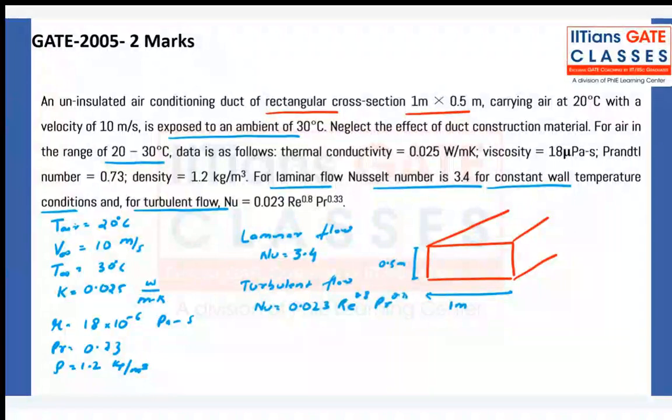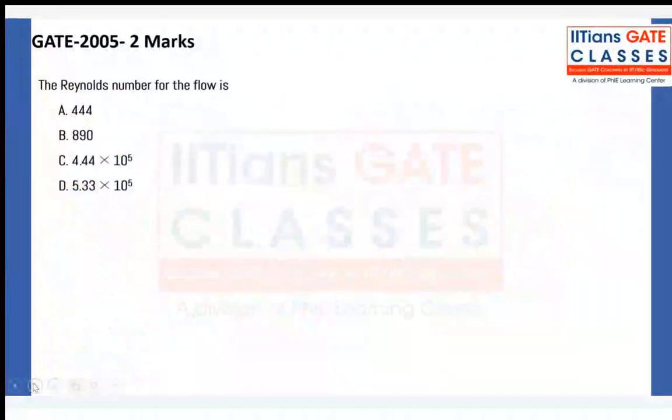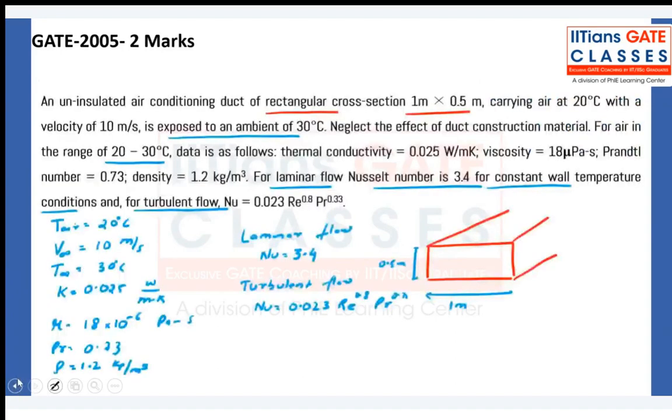Now, what are they asking? The first thing they are asking is the Reynolds number for this flow. So first of all, we need to find out the Reynolds number. So can you find out the Reynolds number out of this? Let me drink a sip of water. Okay, 4.446. That is actually correct.